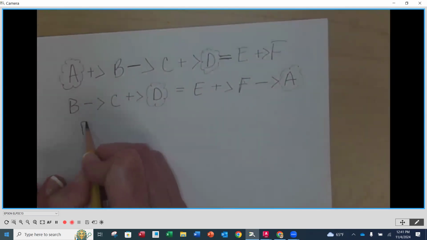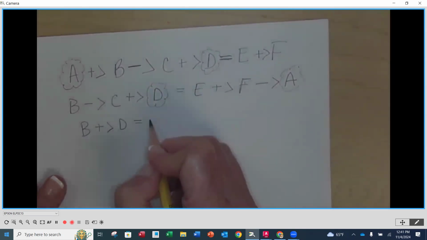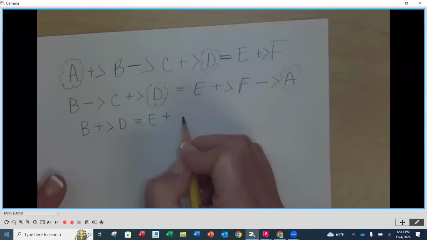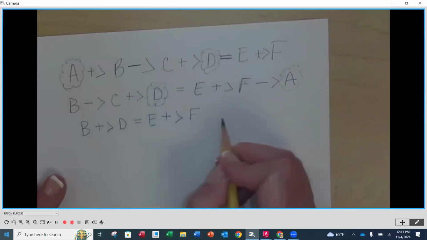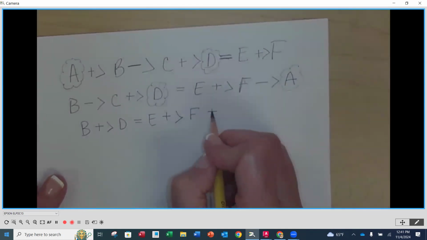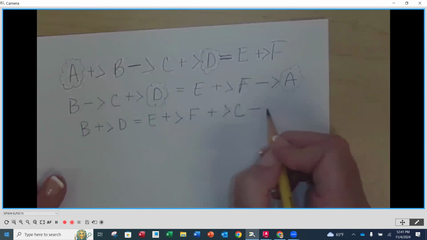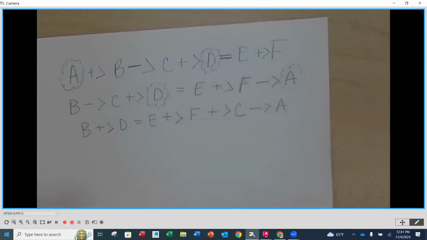So I'm going to rewrite it one more time. This is going to be B plus D is equal to E plus F, but I've got to put C next because I want to keep A at the end of my string, plus C, because it went over to the other side, minus A. So now the only negative I have to deal with is going to be the A, right? I'm going to rewrite this one more time, okay?